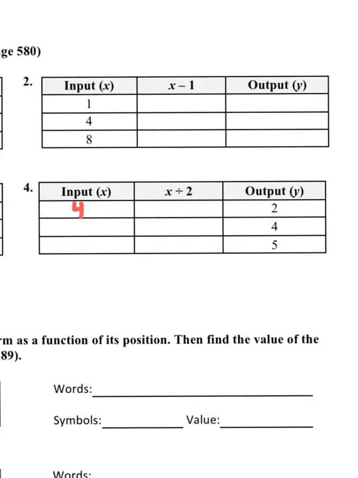Let me do a thinner pen here. 4 times 2 is 8, and 5 times 2 is 10. And I can check it by writing it in the rule. Remember, these red numbers are the x's, so 4 divided by 2 is 2. 8 divided by 2 is 4, and 10 divided by 2 is 5. So that's how you do 4.